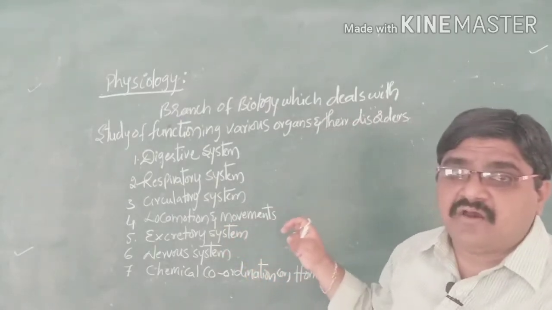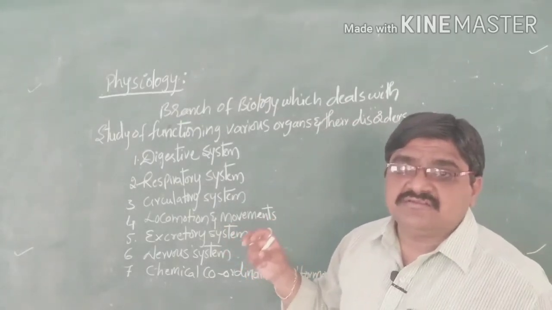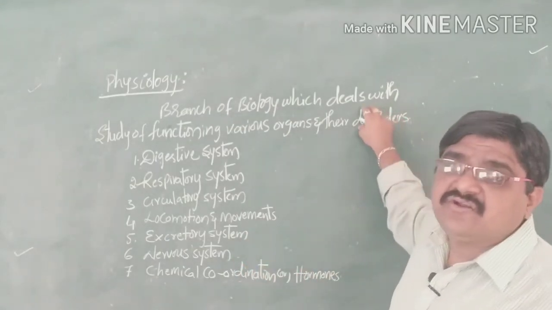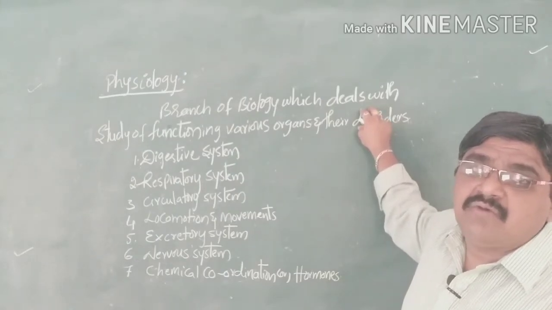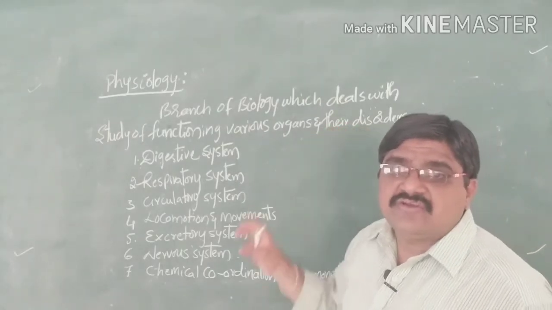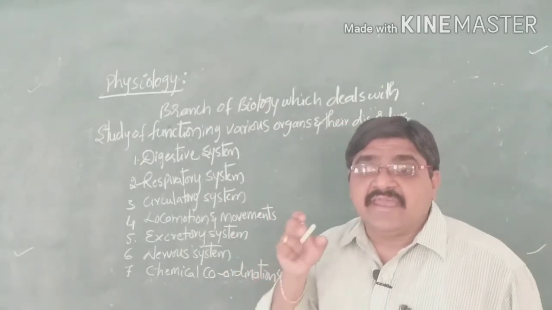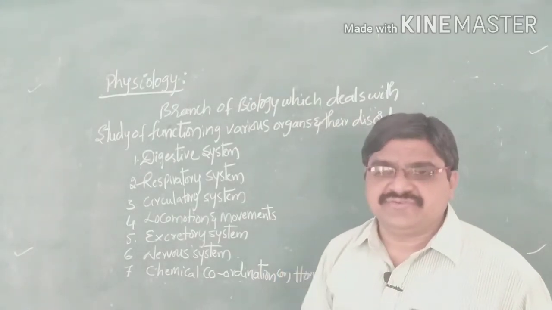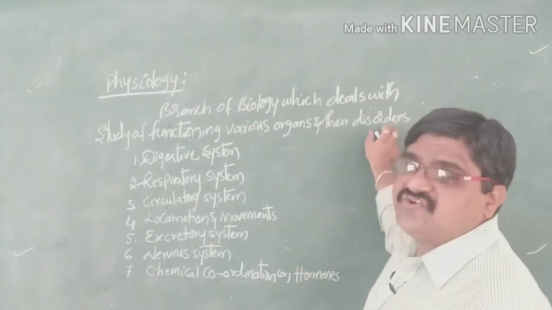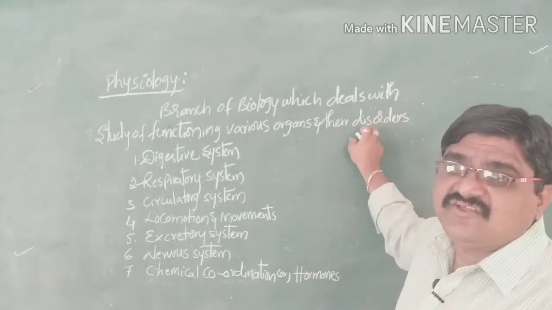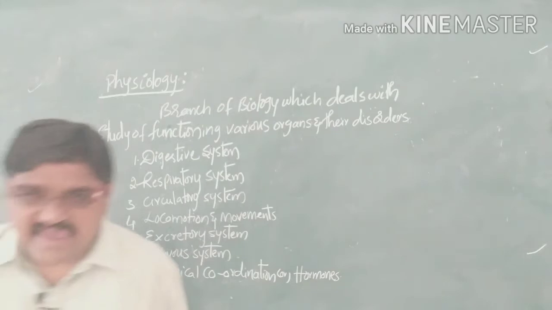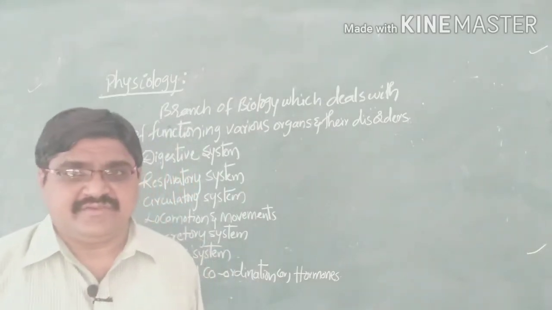If the organs are not performing their functions, we call them disorders. Disorders mean the malfunctioning of the organs. Due to the malfunctioning of organs, various types of diseases are produced, and those diseases we can call disorders. In this topic we will discuss the disorders also. This branch we can call physiology.